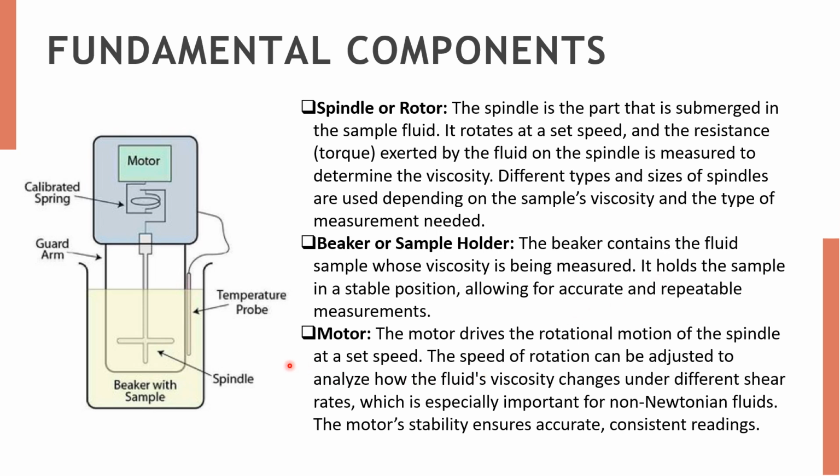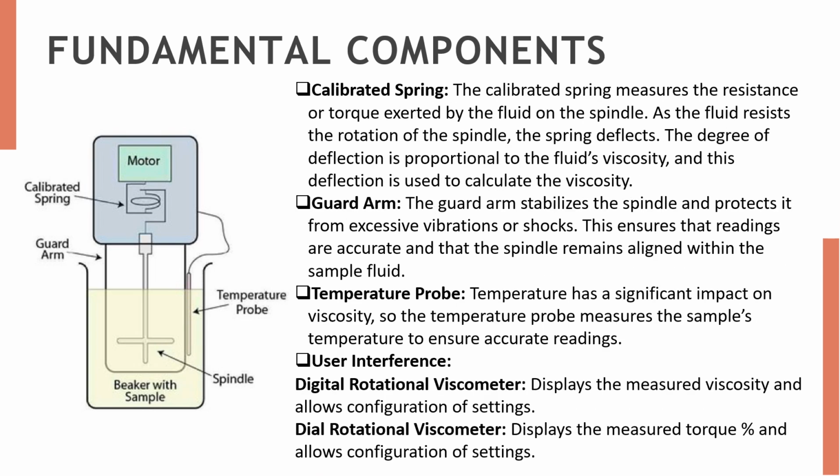So our next component is the motor. This motor drives the rotational motion of the spindle at a set speed. The speed of rotation can be adjusted to analyze how the fluid's viscosity changes under different shear rates, which is especially important for non-Newtonian fluids. The motor stability ensures accurate and consistent readings. Our next component is the calibrated spring. The calibrated spring measures the resistance or torque exerted by the fluid on the spindle. As the fluid resists the rotation of the spindle, the spring deflects. The degree of deflection is proportional to the fluid's viscosity and this deflection is used to calculate the viscosity.